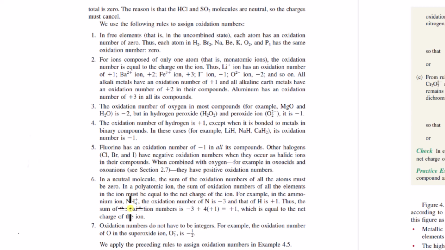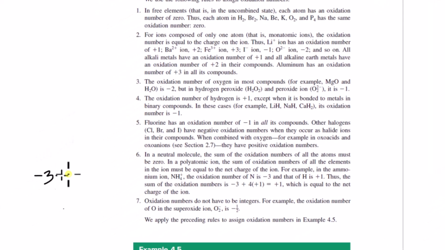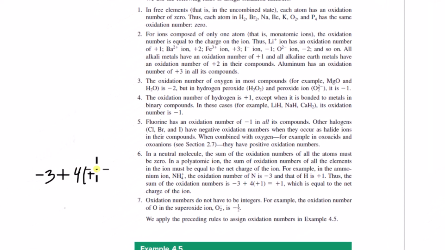For example, NH4+. They're saying that in NH4+, the oxidation number of the nitrogen is -3 and of the 4 hydrogens is +1. So for that to be true, if we take -3 and add to that 4 times +1, we have to get +1. So -3 plus 4 is equal to what? +1. So the sum rule is not violated here.